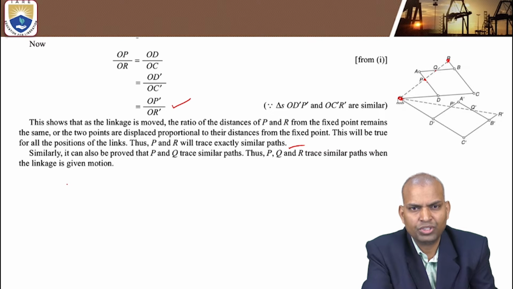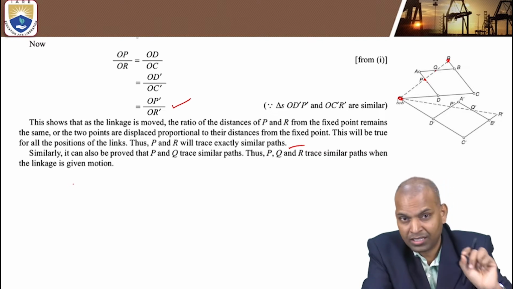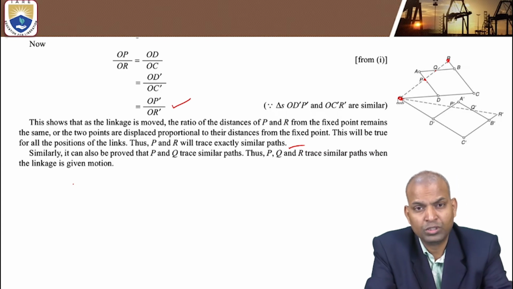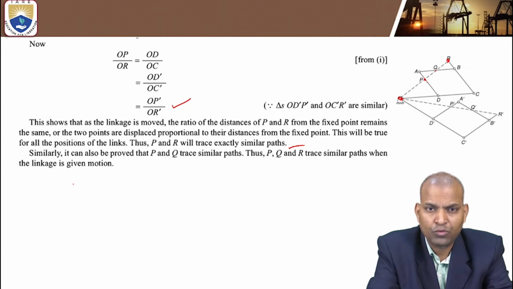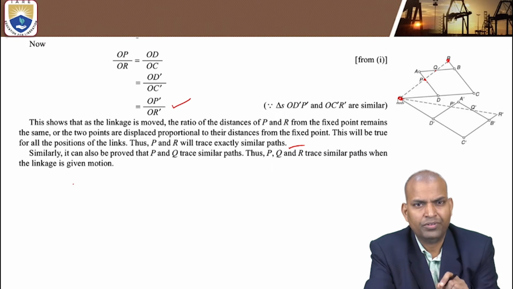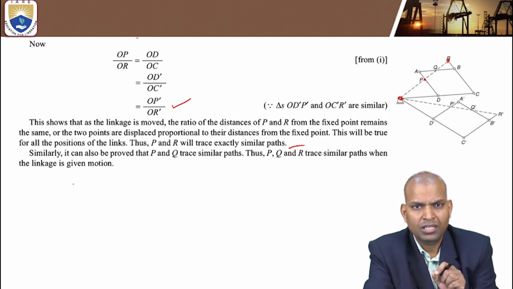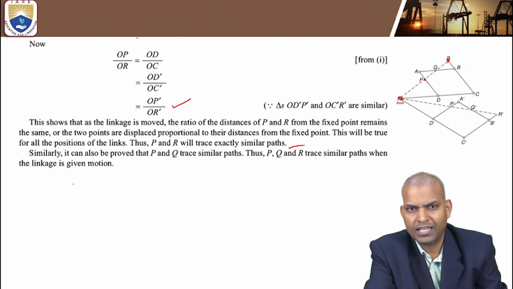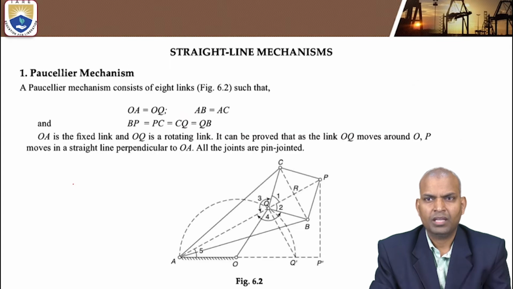When the linkage is given motion, it traces a path. But there are two things here. The pantograph is useful to draw from larger scale to smaller scale or smaller scale to larger scale. But one more thing is that the points on a pantograph, as assumed here, O, P, Q and R, their motion, if you join them, is always a straight line. It is also one of the mechanisms.